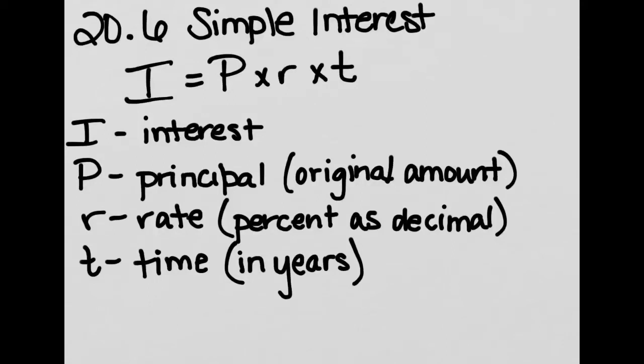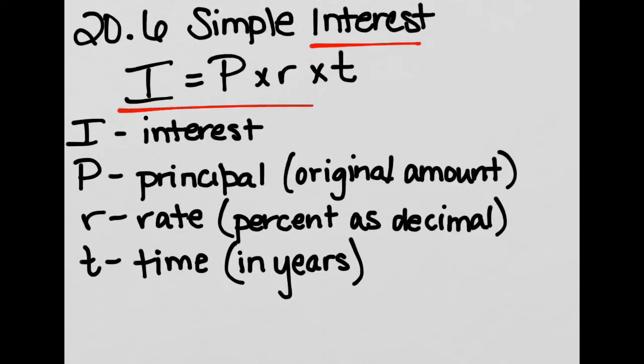All right, 20.6 is about simple interest. Interest is what is paid on top of money borrowed. If you know anything about credit cards, when you use a credit card, it's not just the money that you're spending. You actually spend more than your total if you go to a store and pay on a credit card, because there's this thing called interest.